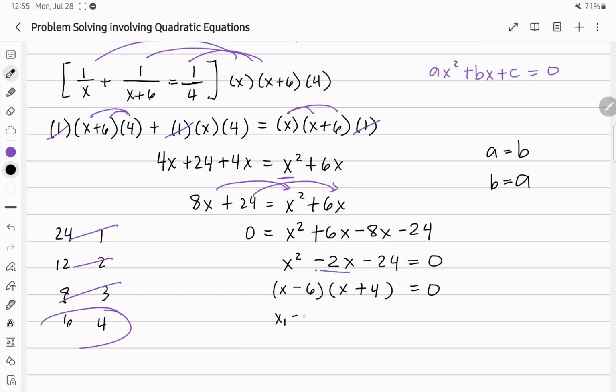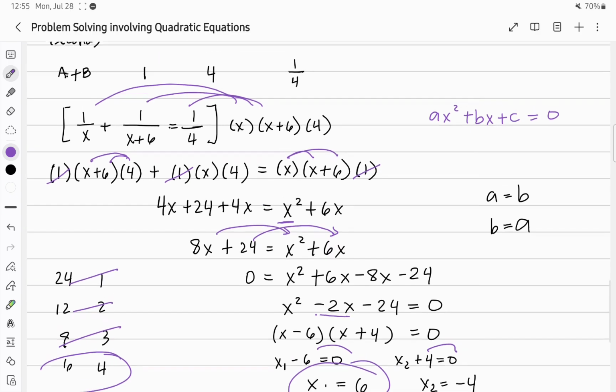We will have x of 1 minus 6 is equal to 0, and x of 2 plus 4 is equal to 0. Lipat lang natin negative 6 sa kabila, and yung positive 4 sa kabila, we will have x sub 1 is equal to 6, and x sub 2 is equal to negative 4. Now, since time ang pinag-uusapan natin, we can disregard na this solution. So, ang answer natin is x sub 1 is 6 since ang kailangan natin ay positive value.